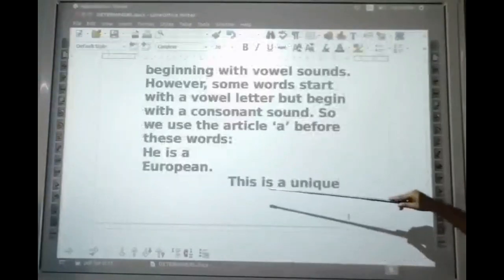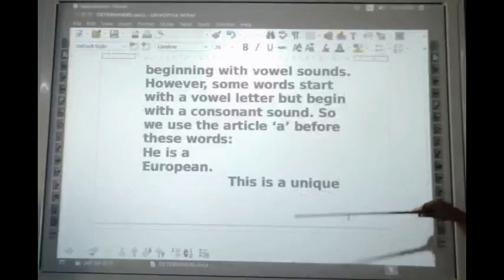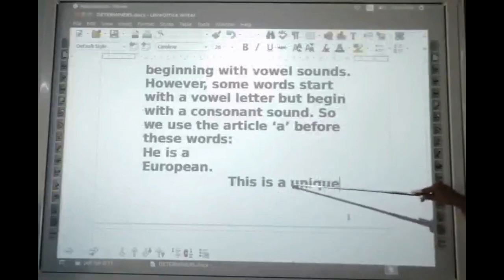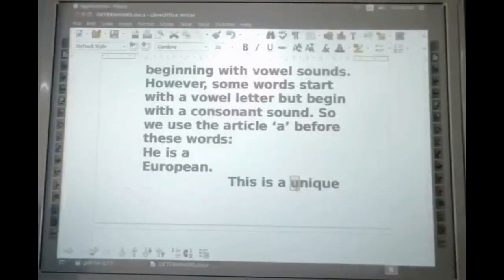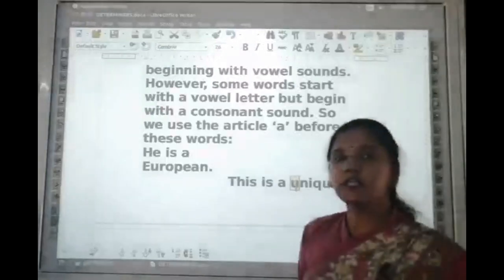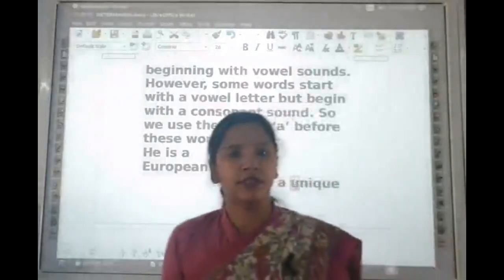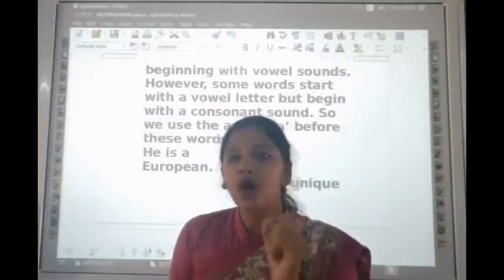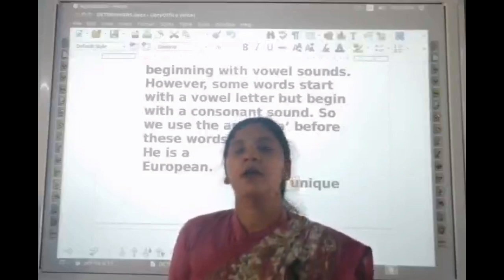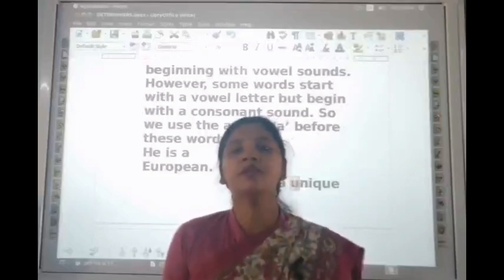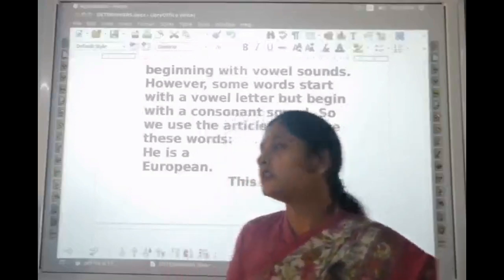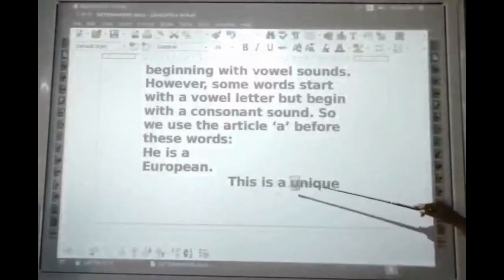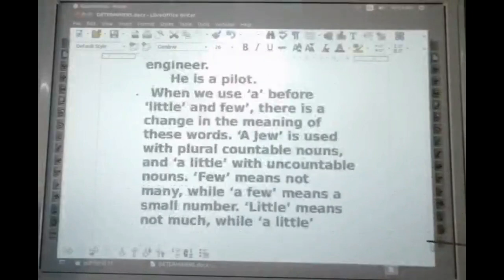See, here the sentence is, this is a unique. We are watching the alphabet is U, but don't think this U resembles the vowels, because we focus on the pronunciation, not on the written form. See, U is presenting not a vowel sound, but a "yu" sound, a unique. That's why we have used the article A here.